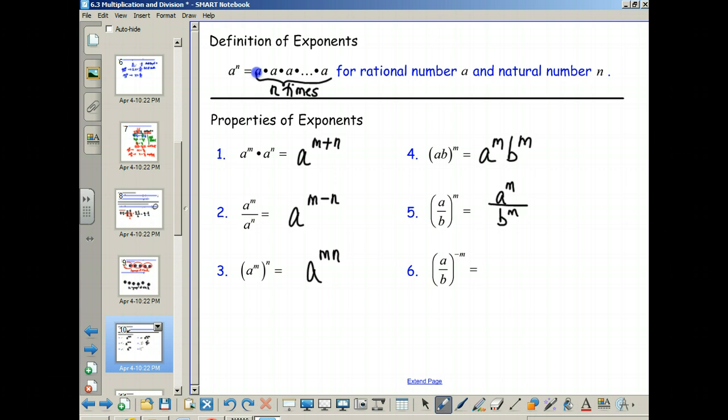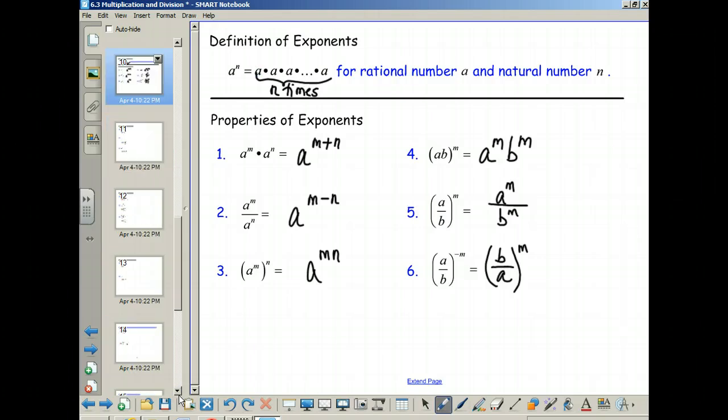Now number 6 is a little different. Number 6 actually has a negative exponent. Negative exponent actually turns your fraction upside down. So a over b becomes b over a. And the negative m becomes a positive m. And then of course rule number 5 could be applied, and we could distribute that m over those.